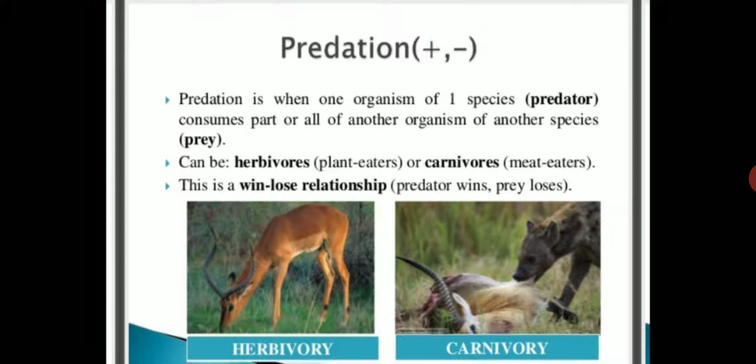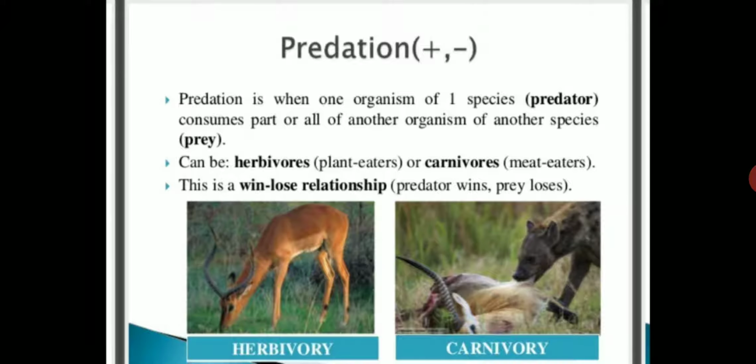Another group of species interactions are positive-negative interactions. As the name suggests, they are positive for one species while negative for the other. That is, they result in negative effects on the growth and survival of one population and positive or beneficial effects on the other. It includes predation, parasitism, and commensalism.